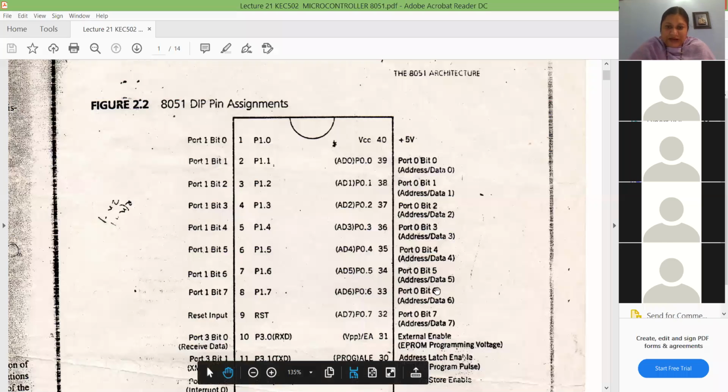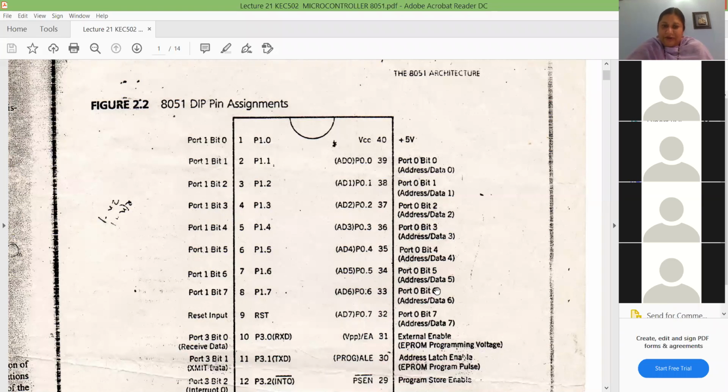So as in the first class, we have already discussed the difference between microcontroller and microprocessor. What is the difference? Microprocessor does not have its own input output devices and its own memory, but microcontroller has its own input output ports, and it has its memory, maybe available in less quantity, but microcontroller includes all these features in one single chip.